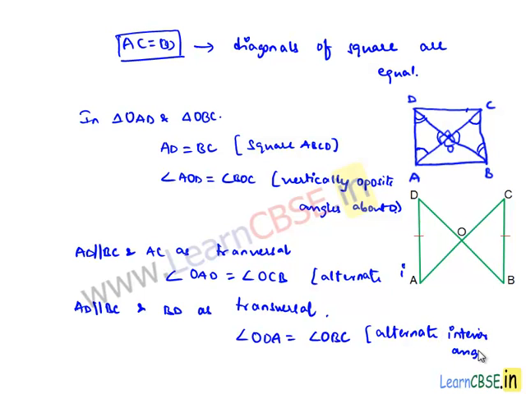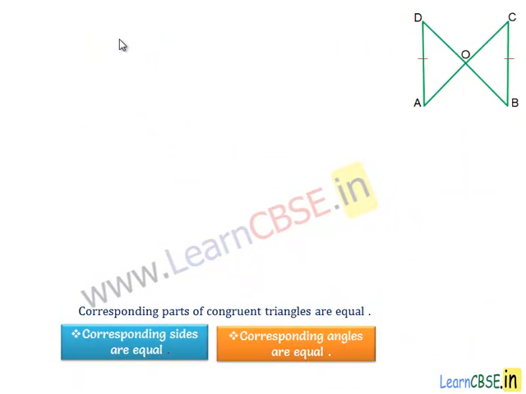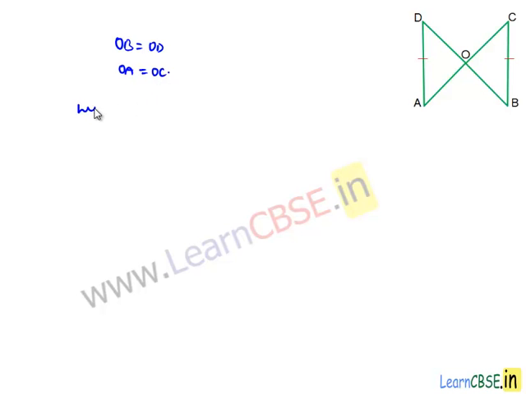So now two corresponding angles and a side of triangles AOD and BOC are equal. So by ASA congruence rule, we can say triangle OAD is congruent to triangle OBC. So when two triangles are congruent, the corresponding angles and corresponding sides will be equal. So here we can equate OB is equal to OD and OA is equal to OC. As OB is equal to OD and OA is equal to OC, we can say AC and BD bisect each other.